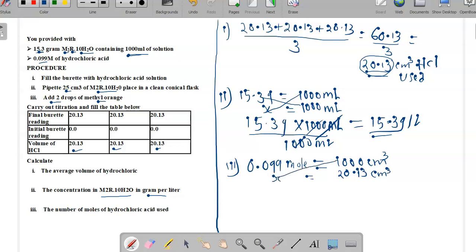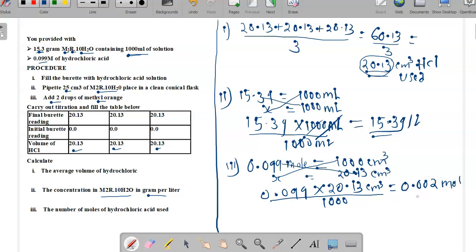So you cross multiply: 0.099 times 20.13 centimeter cubed, divided by 1000. Then this is what you get: 0.002 moles of hydrochloric acid used. So this is the number of moles of HCl used. That's how you do Roman 1, Roman 2, Roman 3. So we have Roman 4 and Roman 5. Let us see it on the next page.